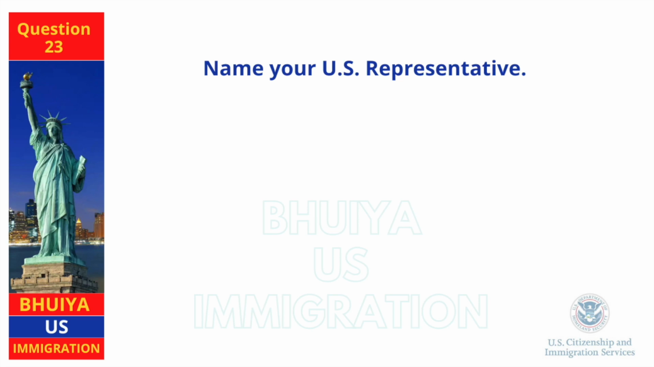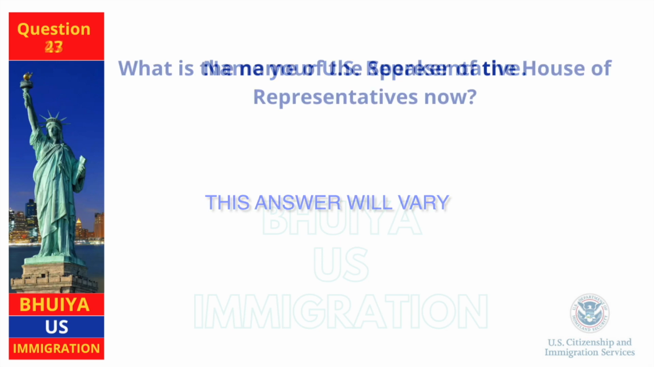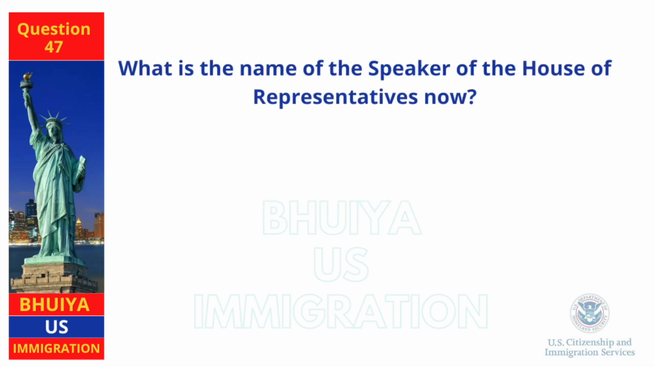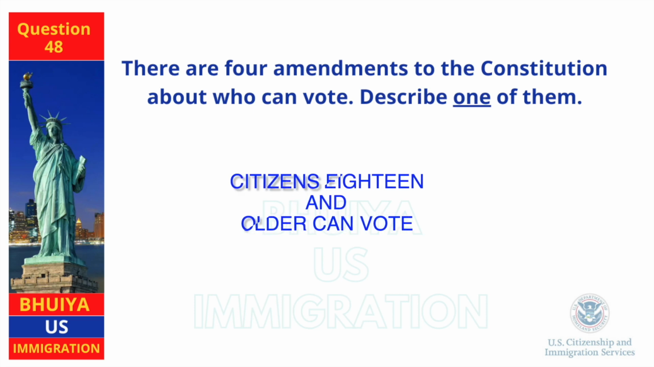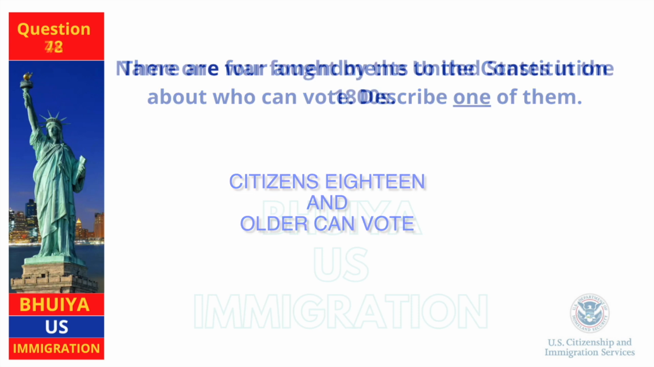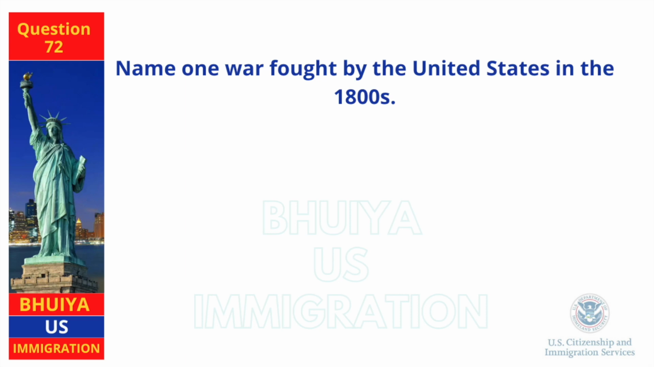Name your US representative. This answer will vary. What is the name of the Speaker of the House of Representatives now? Kevin McCarthy. There are four amendments to the Constitution about who can vote. Describe one of them. Citizens 18 and older can vote. Name one war fought by the United States in the 1800s. Civil War.